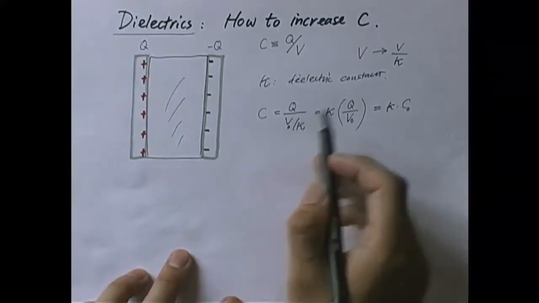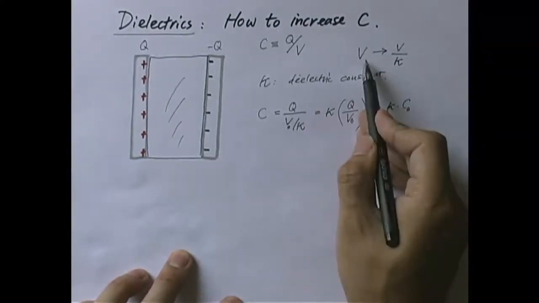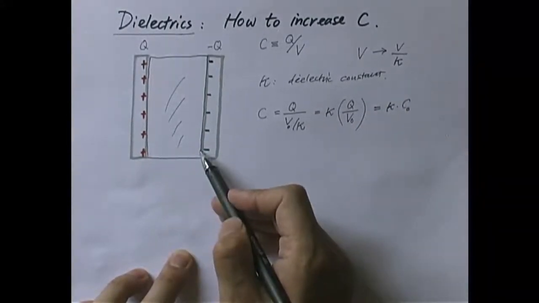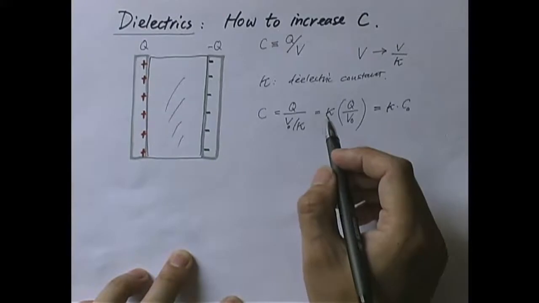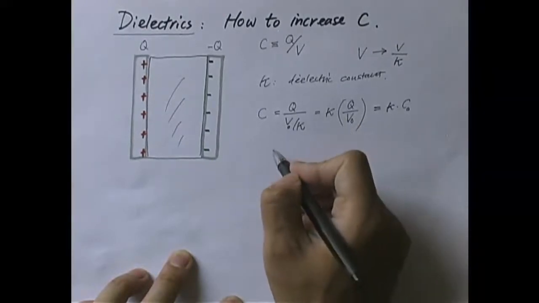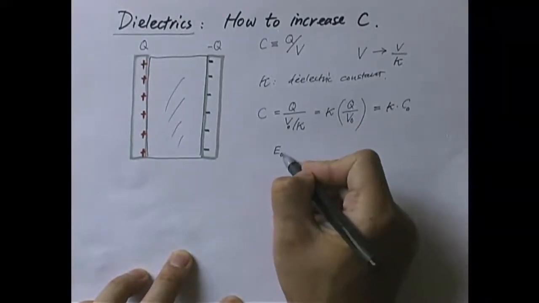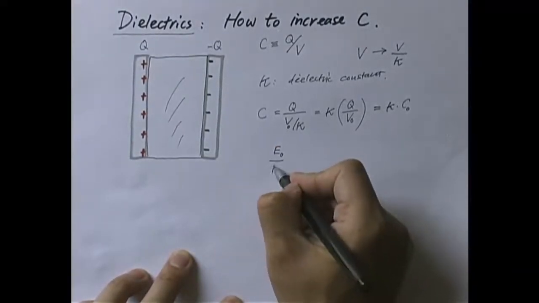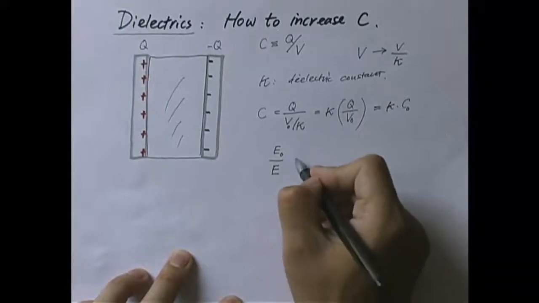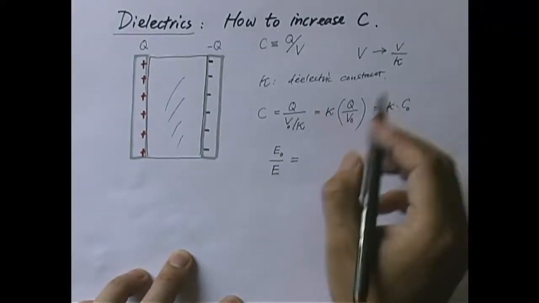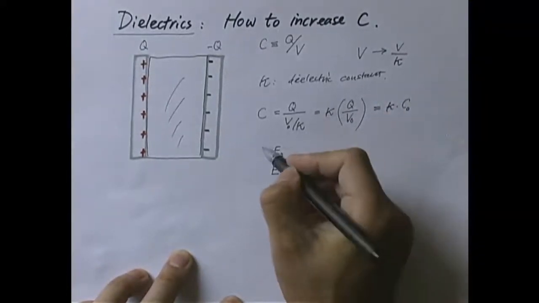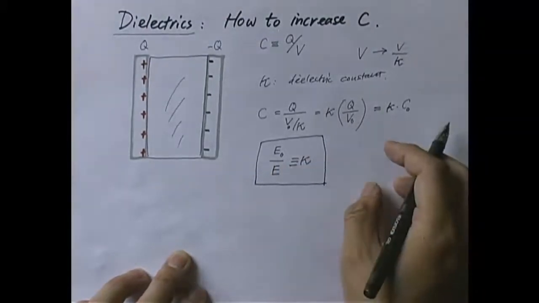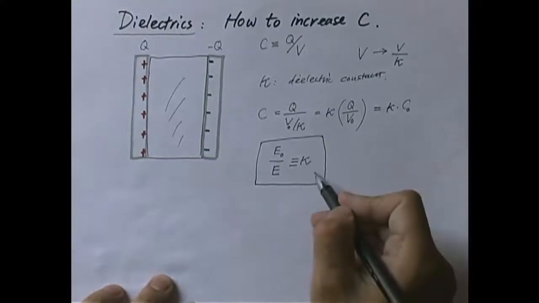So, how does that work? Well, the reason why V decreases by a factor of kappa is because the electric field gets weakened by a factor of kappa, right? So it is really because the electric field changed. If the original electric field is E naught between these two plates without the dielectric, and if the new electric field is E with the dielectric, this ratio, of course, is equal to kappa. Okay, in fact, this is how we define kappa, the dielectric constant. So this dielectric is able to weaken the electric field by a factor of kappa.